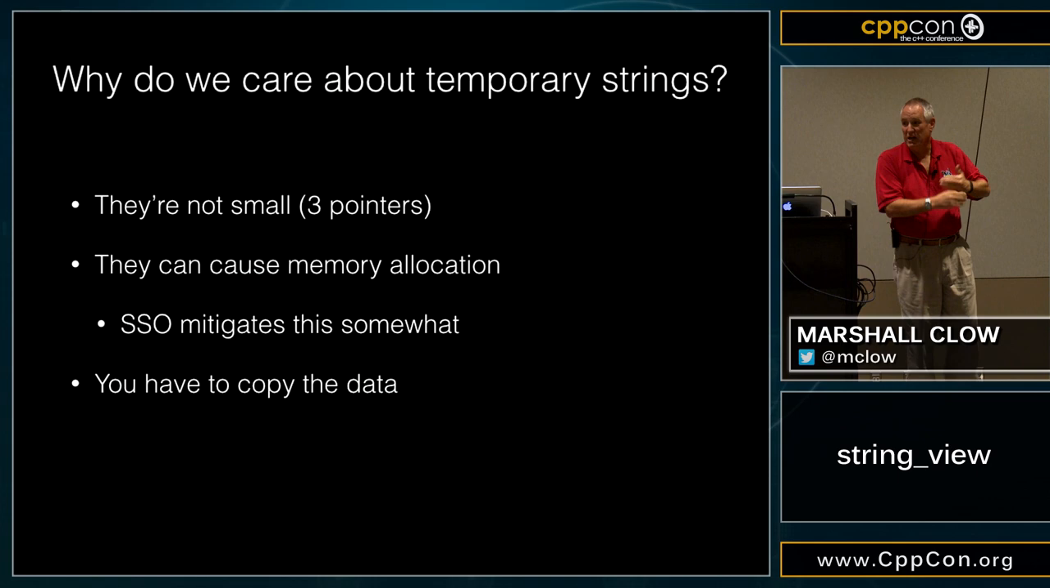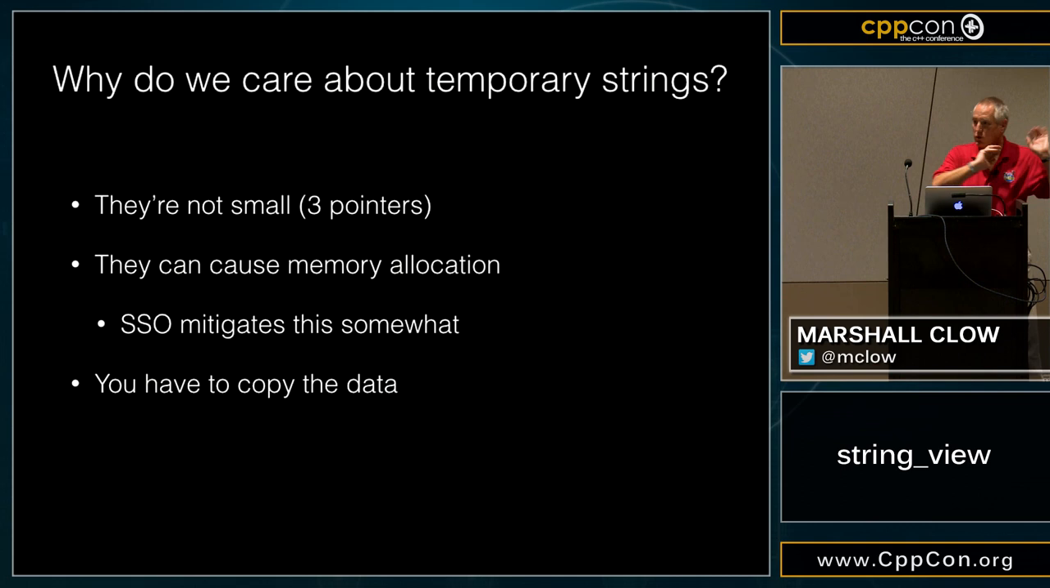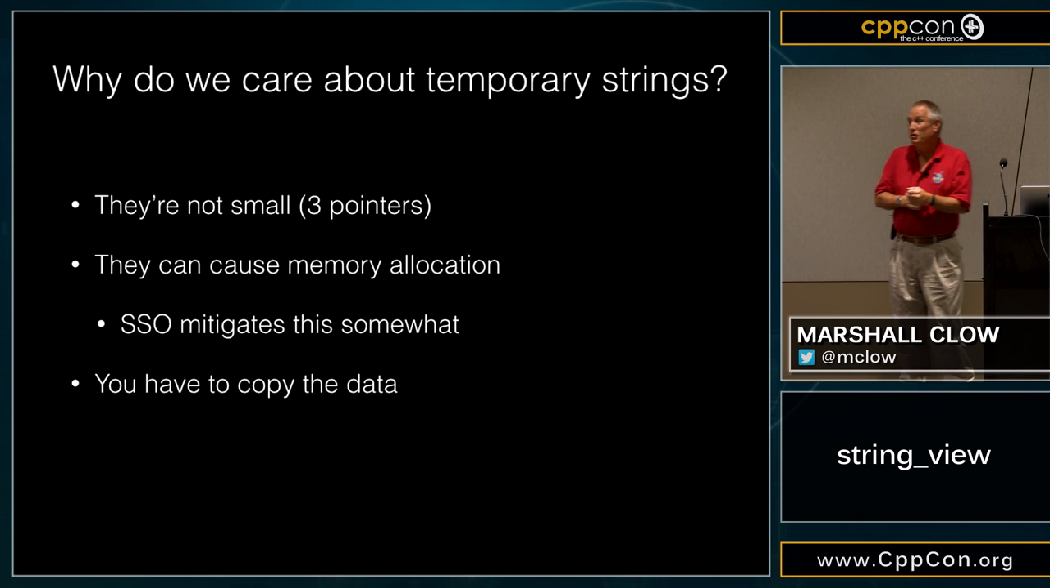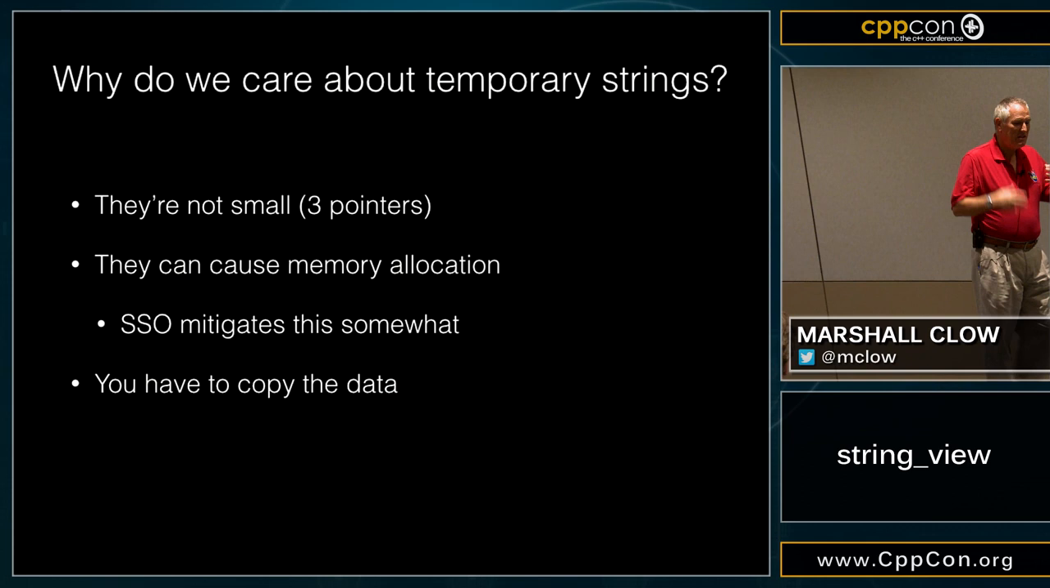And yes, you can play games with allocators and thread local allocators and so on and mitigate this. But even better, like I said before, is no work is much better than even the smallest amount of work. So if you can not do heap allocations, you're ahead of the game, which is why the small string optimization is such a big win. It's not even that it saves that much space, it's that you don't have to go to the heap.